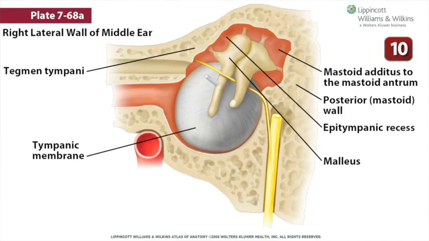The network of mastoid air cells within the mastoid process opens into the mastoid antrum. The antrum and the air cells are lined with mucosa continuous with that lining the tympanic cavity. Inferior to the mastoid adytus are ridges in the bone, or prominences, that correspond to the underlying lateral semicircular canal, which is an inner ear structure, and the canal for the facial nerve.